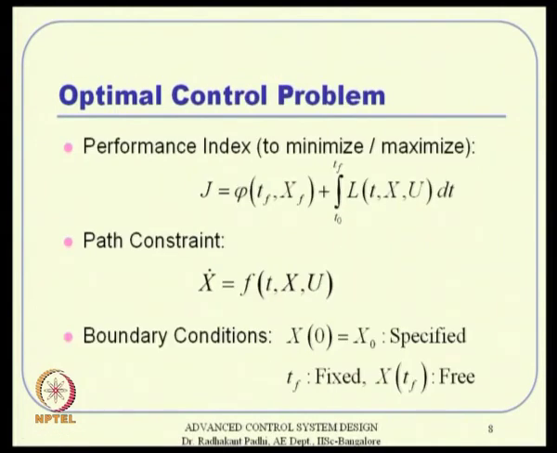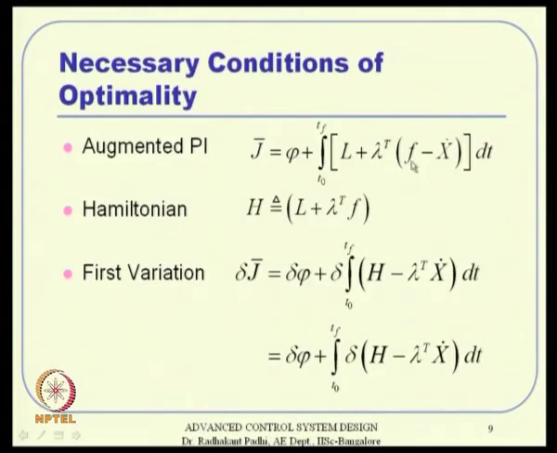Now, if you remember static optimization, whenever you have an equality constraint, we had an augmented performance index j bar with lambda transpose times f of t, x, u minus x dot equal to 0. Here also we will proceed with a similar idea, but this is a path constraint which is valid from t 0 to t f everywhere. So this augmented cost function j bar needs to have this particular term inside the integral. So, that is what we are doing here.